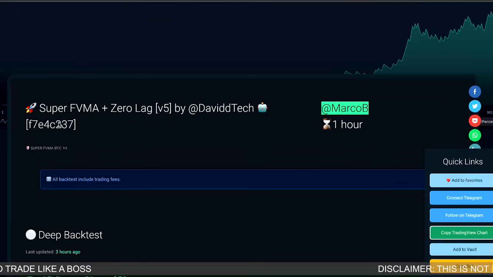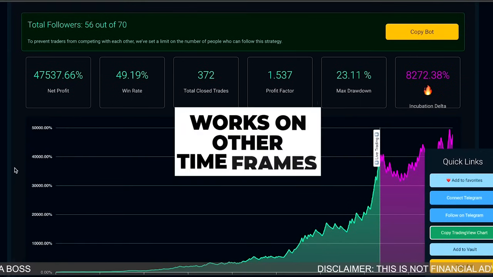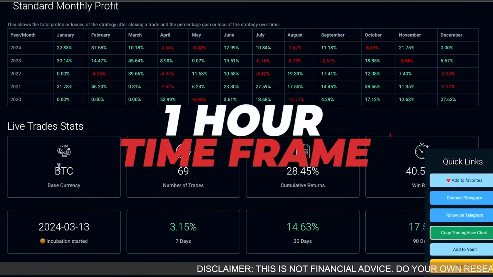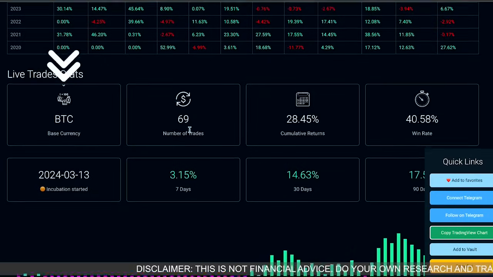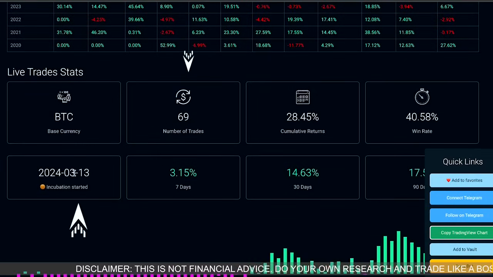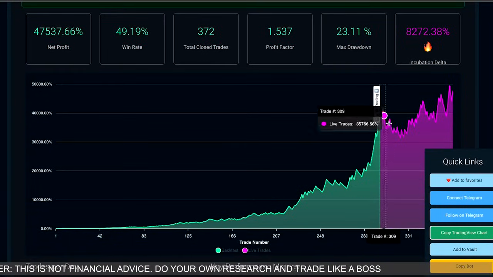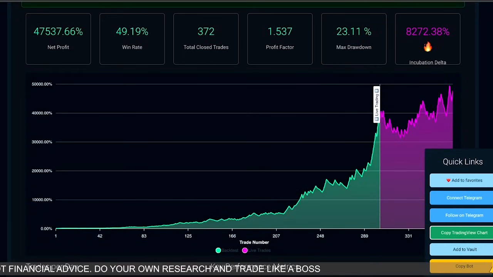Now what's amazing about this strategy is it also works on other time frames. As you can see here, this is on the 1 hour time frame, BTC USDT. We've had 69 closed trades. This is all the way back from March in live trading. A little bit more jagged on the 1 hour time frame, but still profitable, so looking good.